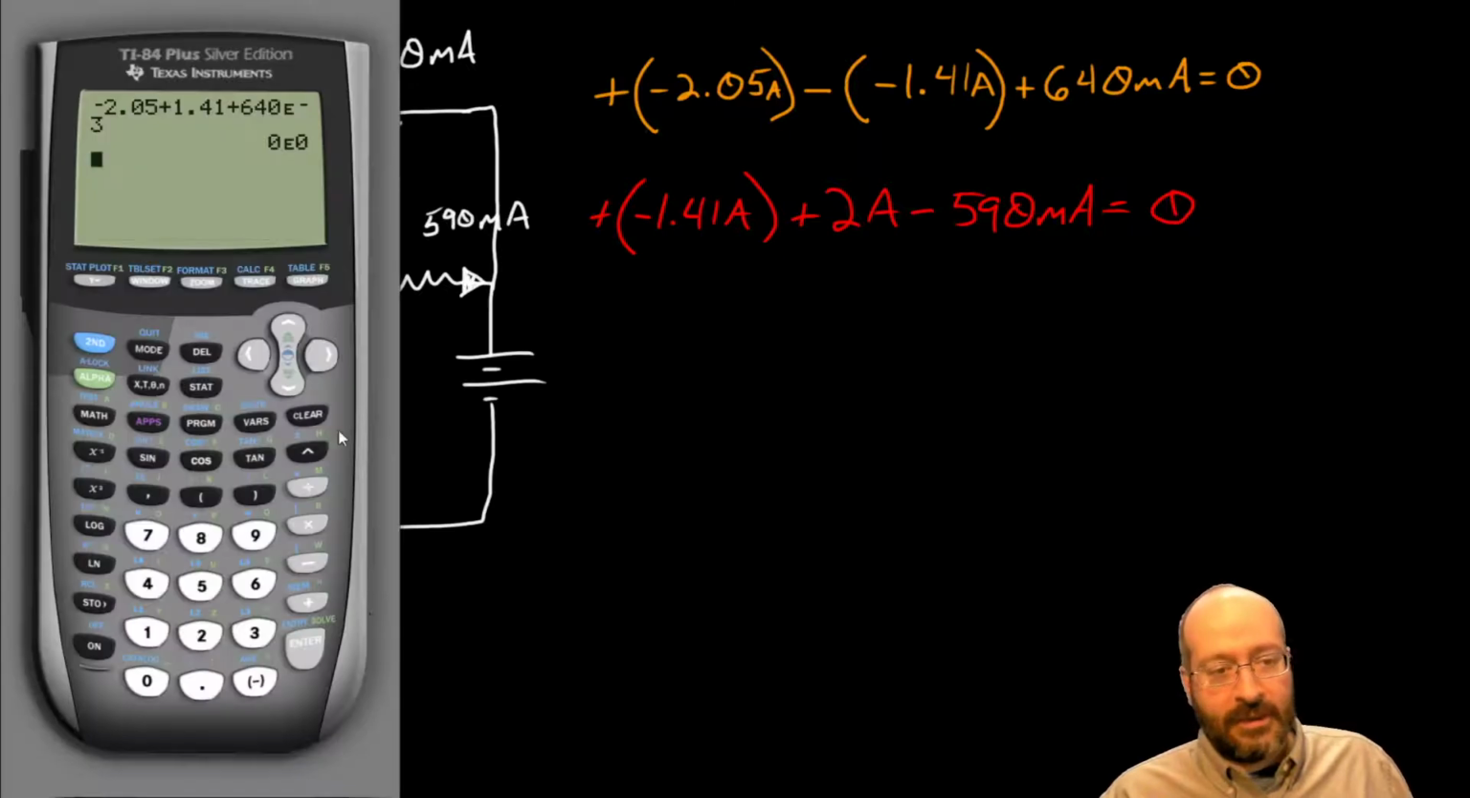And let's plug that all in real quick. Get negative 1.41 plus 2 minus 590 E negative 3. And that ends up being 0. All right. Another point for Kirchhoff.